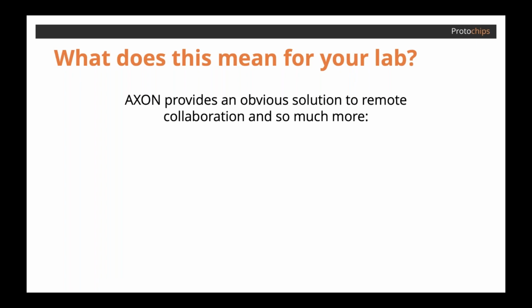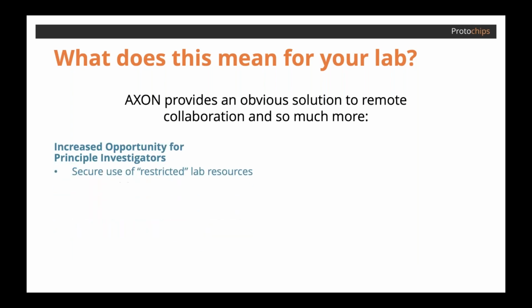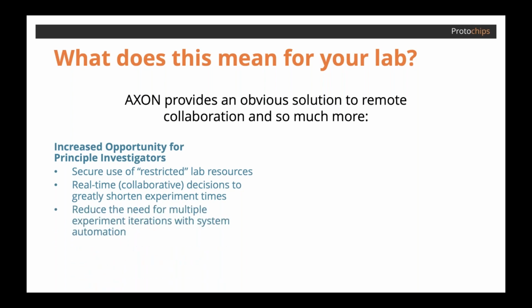And so AXON provides what we feel is an obvious solution to remote collaboration and more. There's increased opportunity for your principal investigators and for your researcher groups. You're able to secure the use of quote unquote restricted resources. You can't go visit in person, but here now you're able to take advantage of these tools. You have real-time collaborative decisions that greatly can shorten experiment times. And it also reduces the need for multiple experiment iterations between the system automation and the depth of detail you have during the experiment. And of course, you can publish far faster.